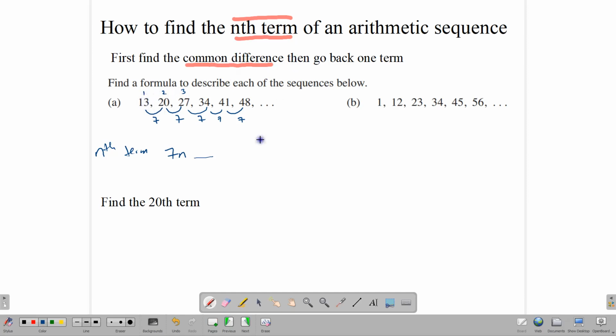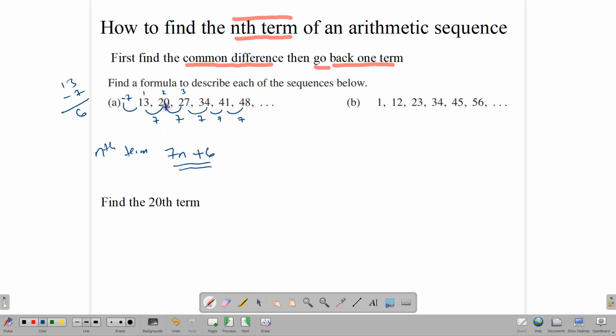The second stage is to go back 1 term. So once you find your common difference, you go back 1 term. So let's go back 1 term here, which means that we're going to minus 7. And 13 take away 7 gives us 6. So the second part of our nth term is plus 6. This is the nth term for this sequence. And let me test it and show you. So suppose we wanted to find the first term. Then all that we do is substitute 1 here. And 7 times 1 would be 7. And 7 plus 6, 13.